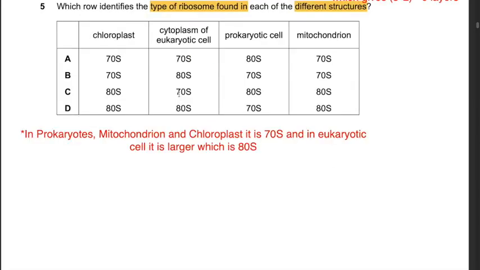Question 5. Which row identifies the type of ribosome found in each of the different structures? Now, the type of ribosomes found in chloroplast and in mitochondria as well as in prokaryotic cell is 70S, and in eukaryotic cell it is larger, which is 80S. Therefore, if you go through the options, the answer is B. Chloroplast 70S, cytoplasm of eukaryotic cell 80S, prokaryotic cell 70S, mitochondria 70S.